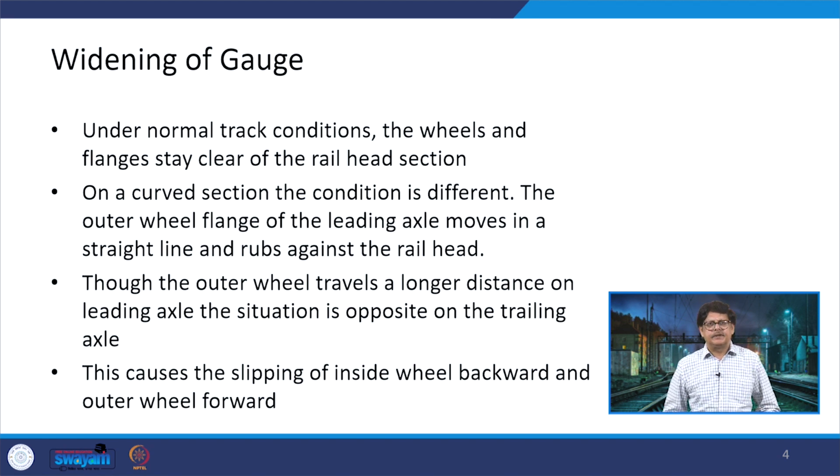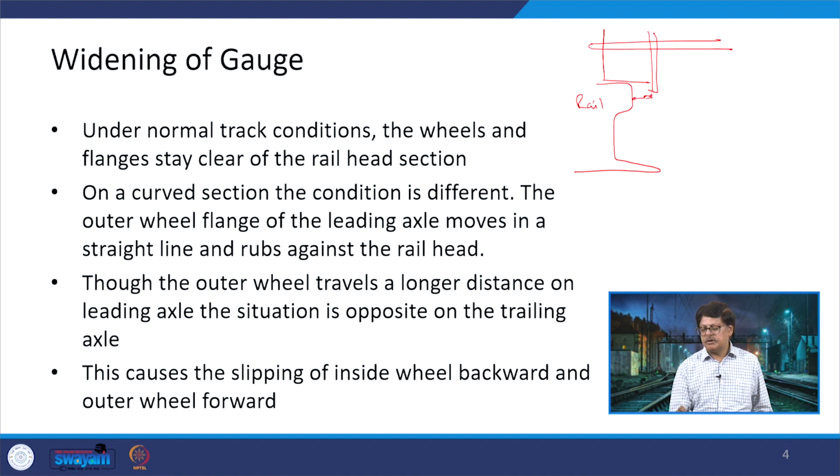Now, starting with the widening of gauge. Under the normal track conditions, the wheels and flanges stay clear of the railhead section. If you remember, previously we have discussed these types of aspects. So, we have a rail section, and on this rail section a wheel is moving. There is always a clearance between the flange of the wheel and the side of the railhead.